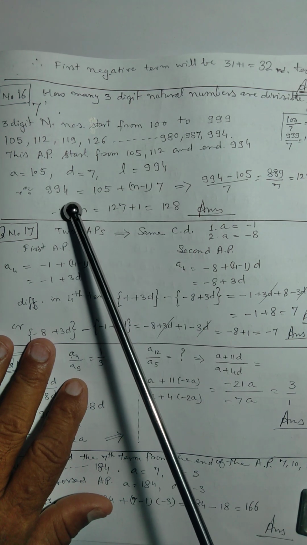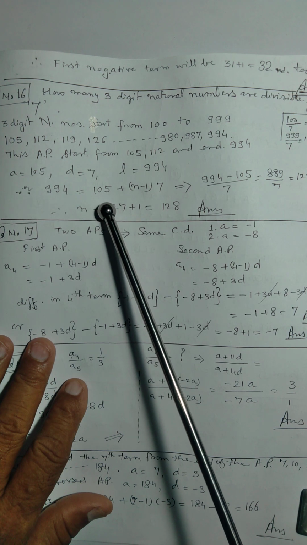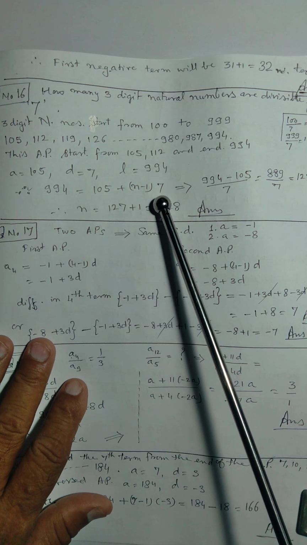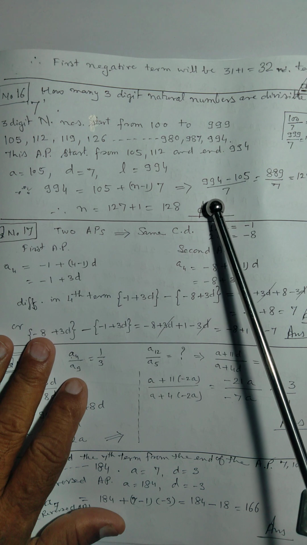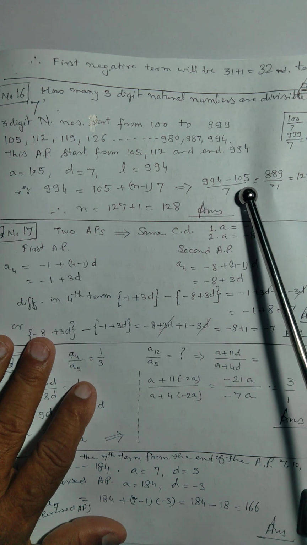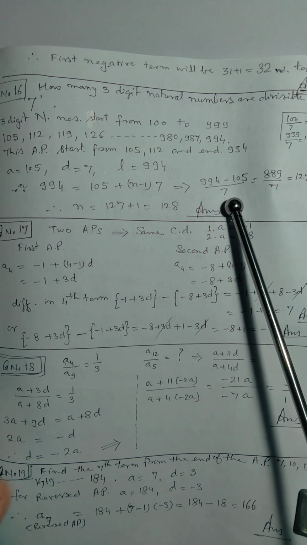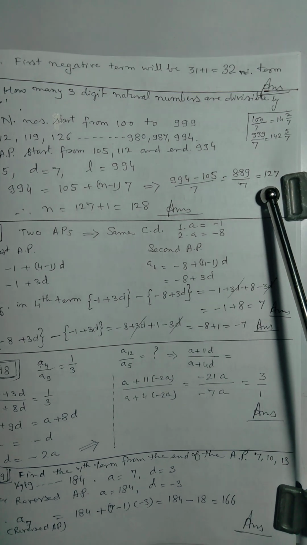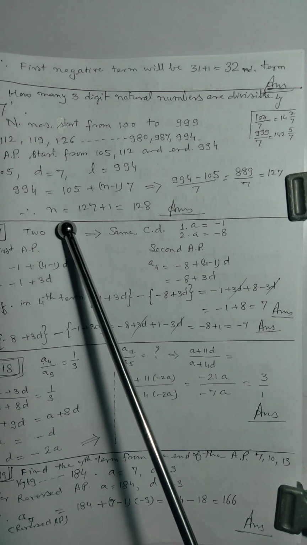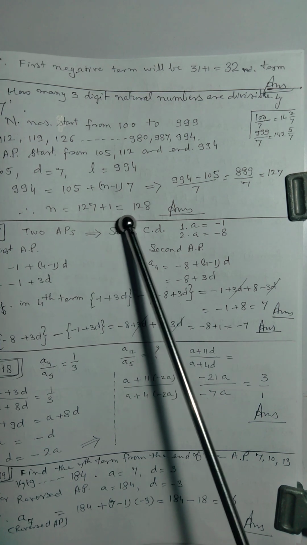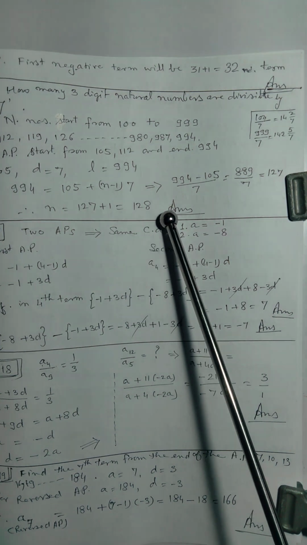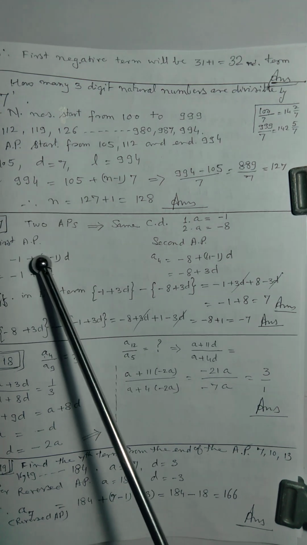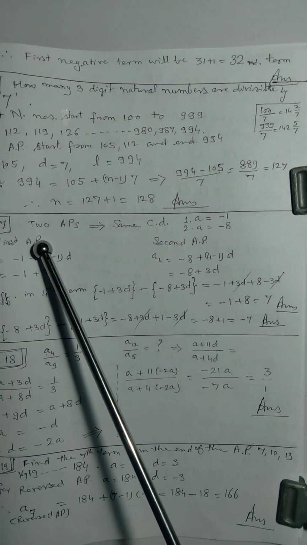Therefore, 994 is equal to 105 plus n minus 1 into 7, so n minus 1 will be equal to 994 minus 105 divided by 7. That will give you 889 by 7, so it will be equal to 127. So n is equal to 127 plus 1, that is 128, and this will be the answer of question number 16. Now proceed to question number 17.